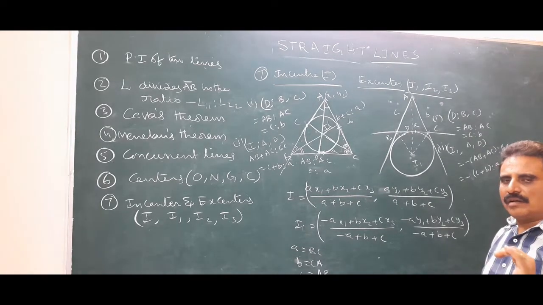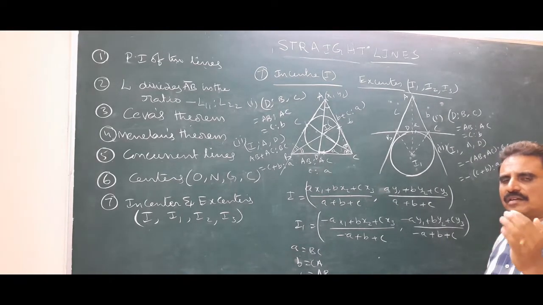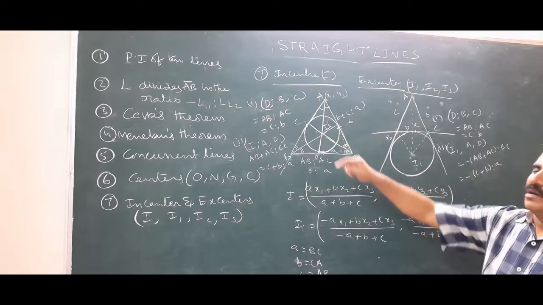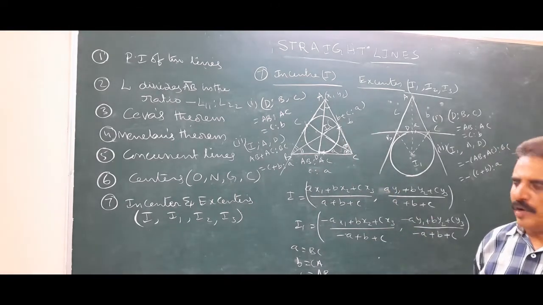Excentral triangle: triangle I1 I2 I3 is the excentral triangle. For this triangle, I is the orthocenter. That is the important point.